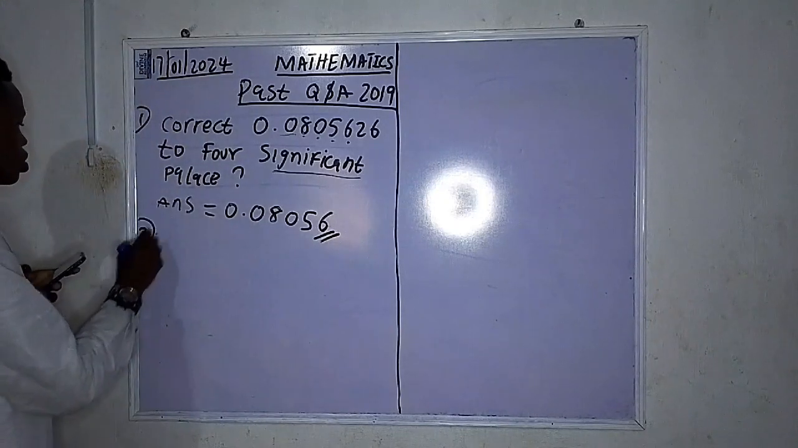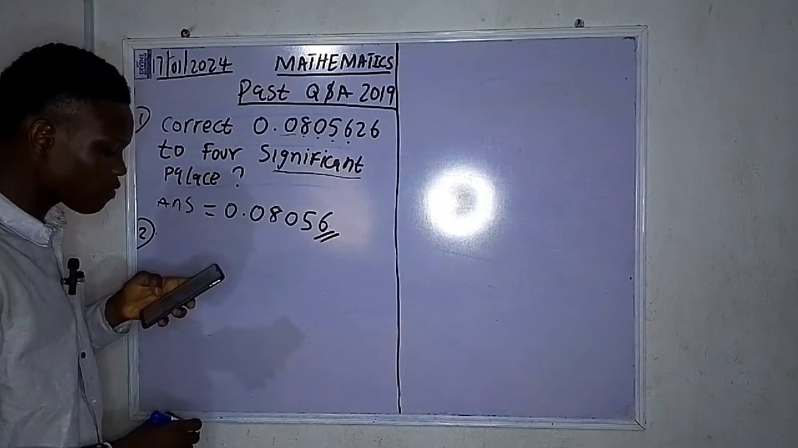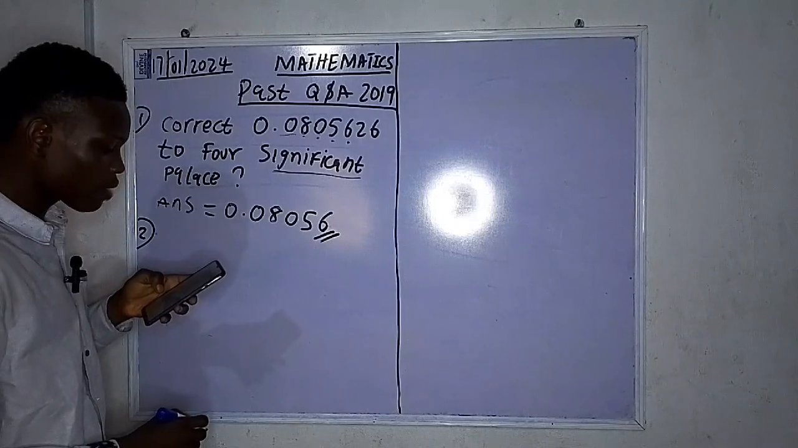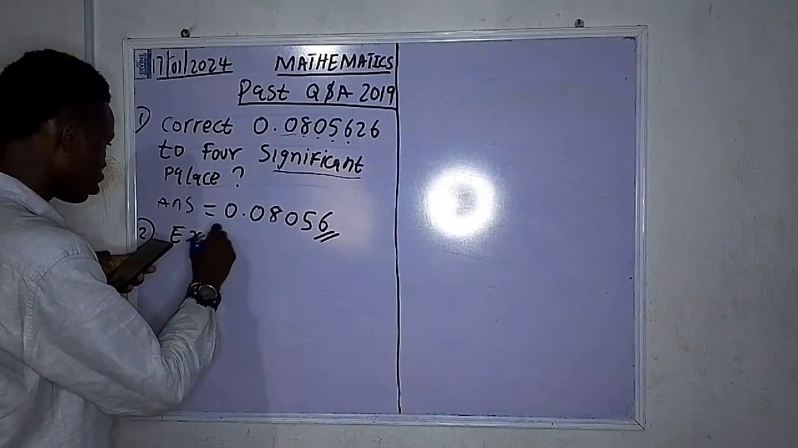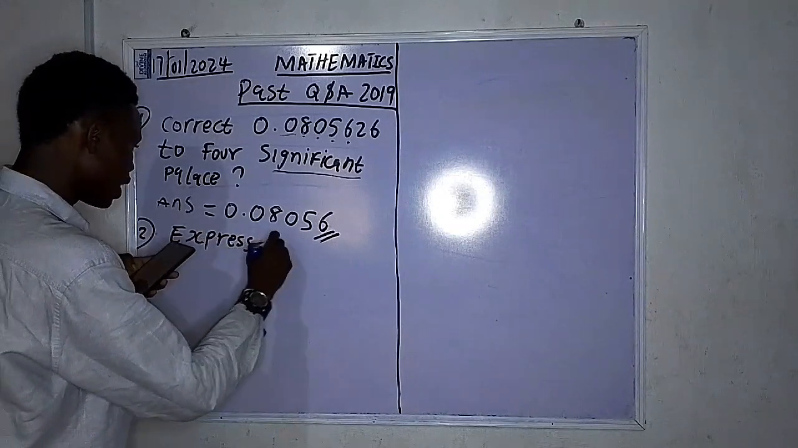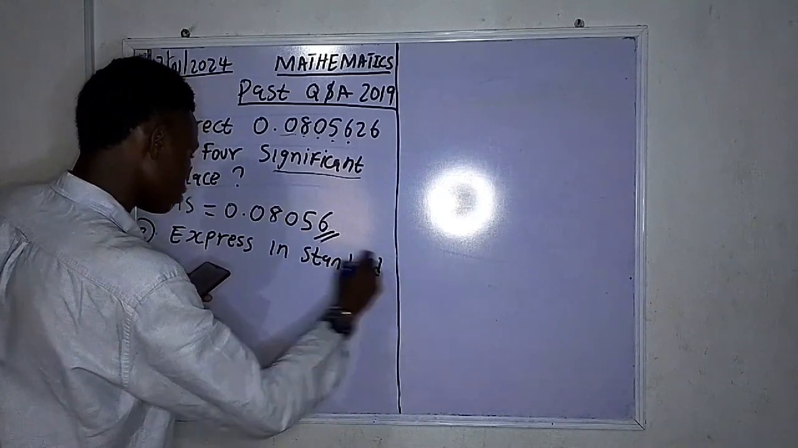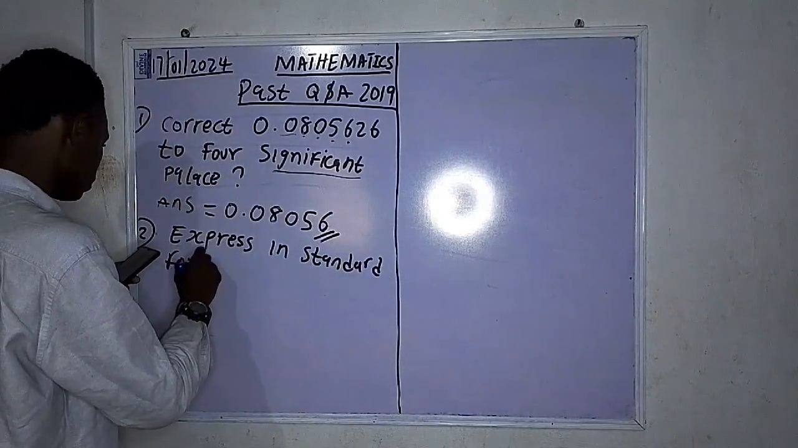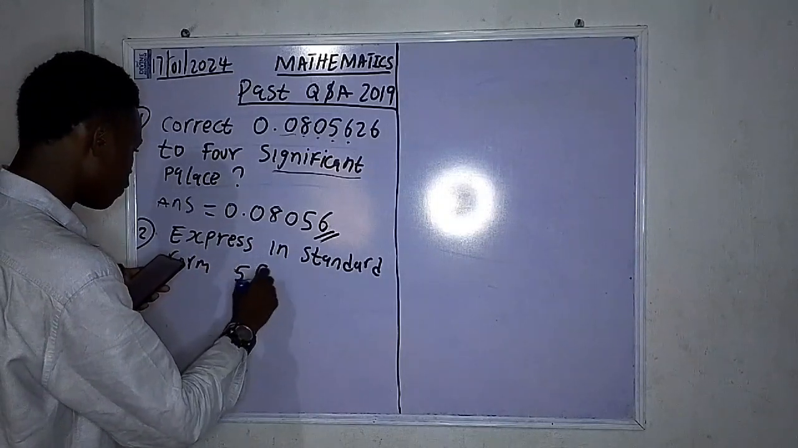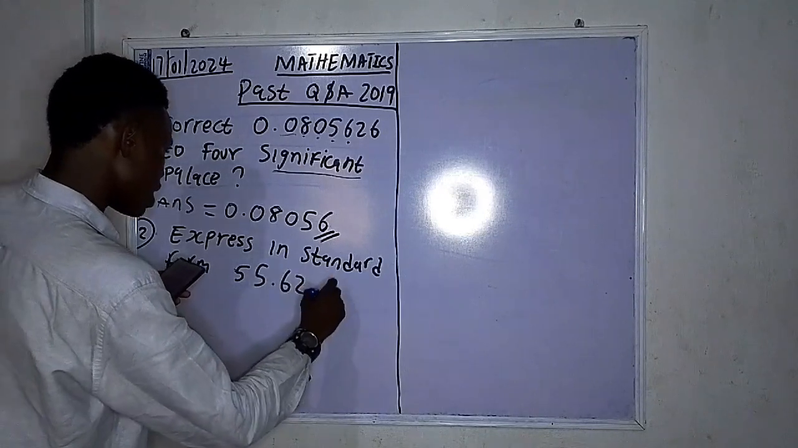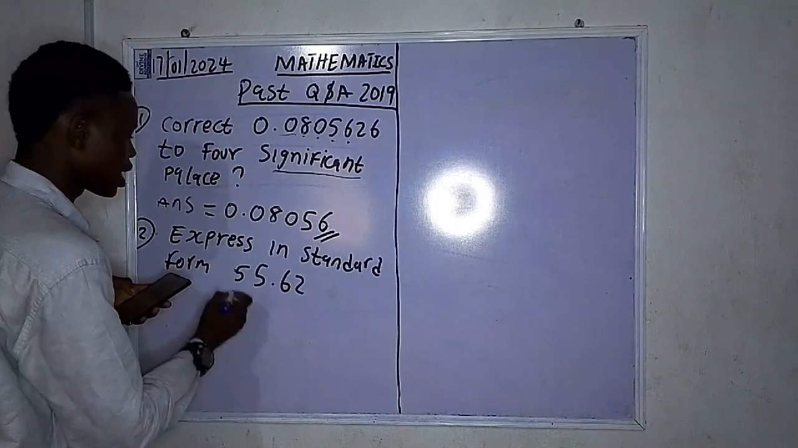And number 2 is what? Number 2 says express in standard form. Let's write the question down. Express in standard form. And what are we going to express in standard form? The 55.62. That's what they say we should express in standard form, this number.